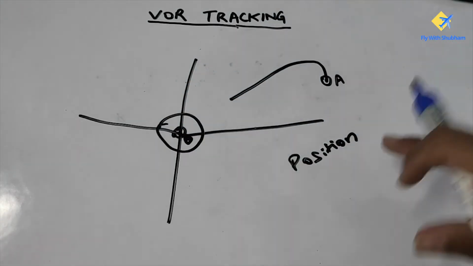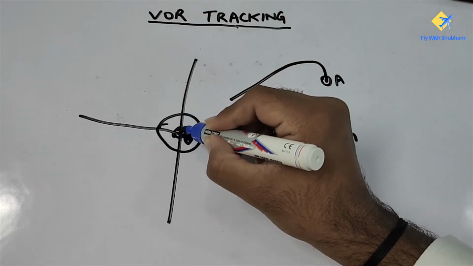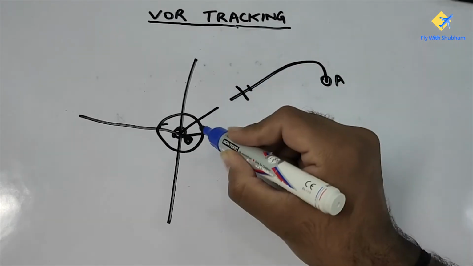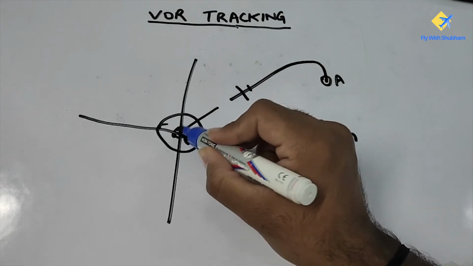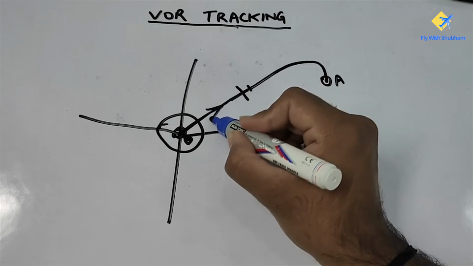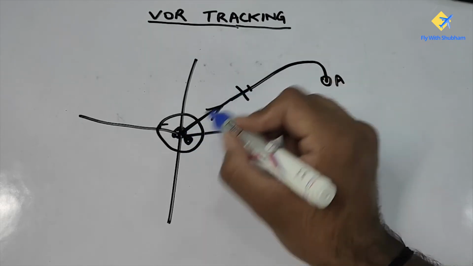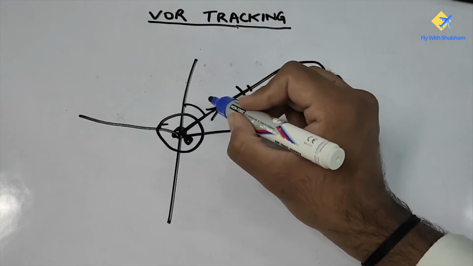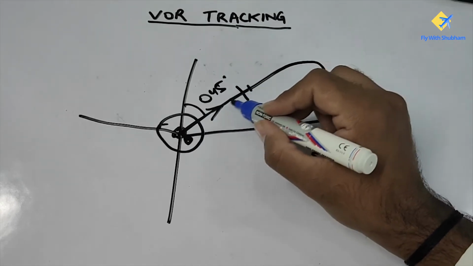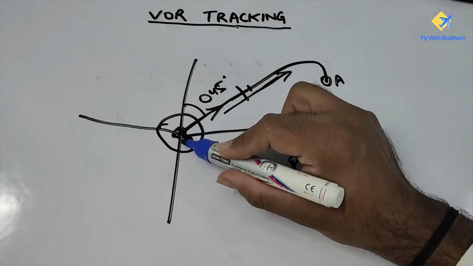Now how do you find your position with respect to this VOR? It is by finding out which signal you are receiving from the VOR. You are going from point A to point B, right? So you will find out which signal your aircraft is receiving from the VOR, which will help you determine your position relative to this VOR. So let's take an example over here. For example, this might be a signal of 045 from the VOR. So you are going on a radial of 045 inbound to the station.